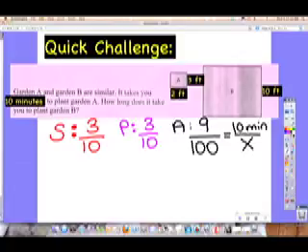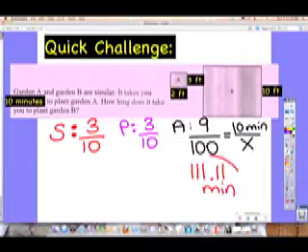Grab your calculators. Solve it. It's kind of a weird, interesting number. Okay, so it's going to take 111.11 what to plant this garden? Minutes to plant the garden. 111. How many of you got 111.11? Okay, good work.